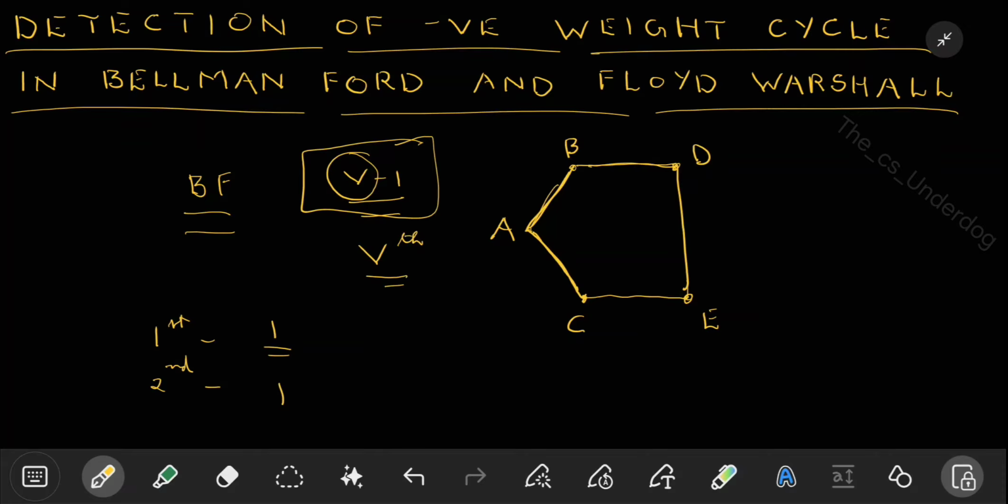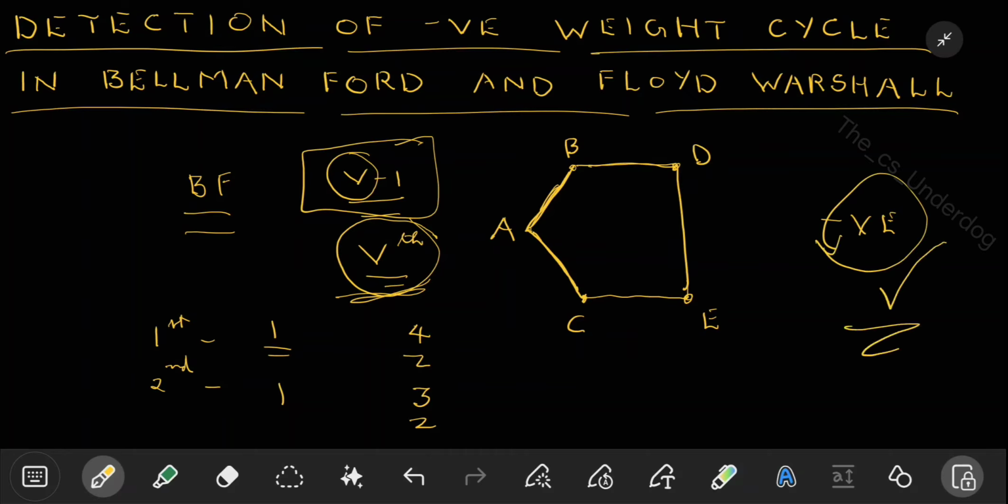While you relax for the Vth time, in case you are able to find any improvement in the shortest path, that is, if any of the paths changes, let us say it was previously of length 4 and in the Vth relaxation you found a new path of length 3, then that means there is a negative weight cycle present in this graph. How are we saying this? What is the logic behind it?